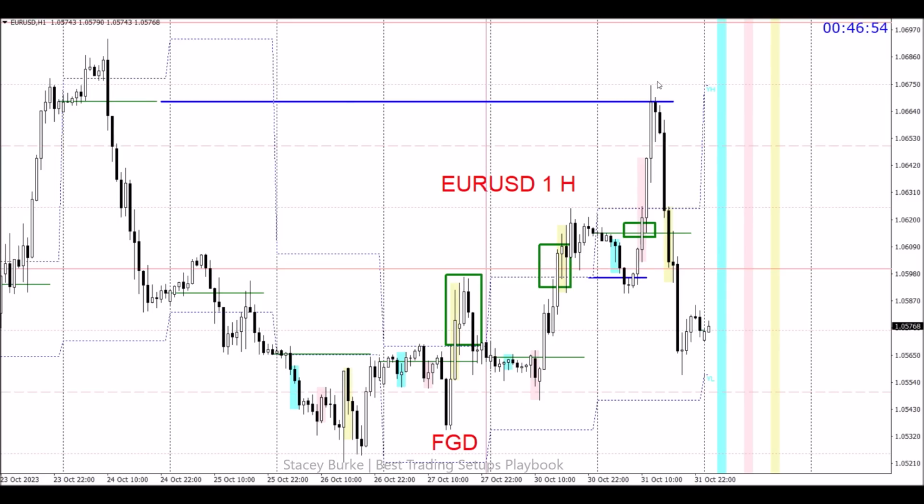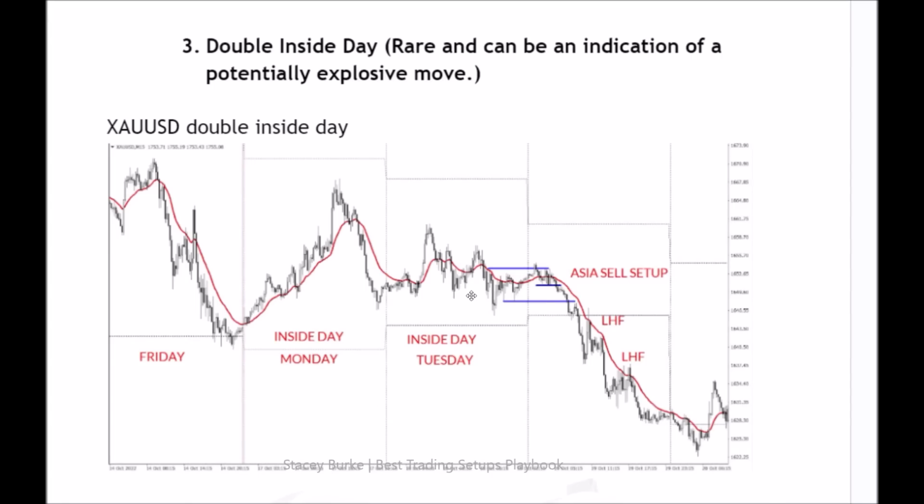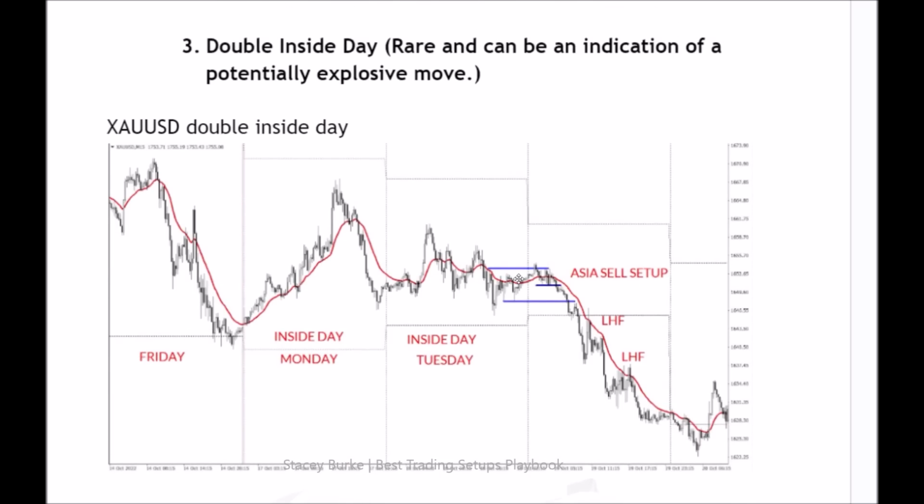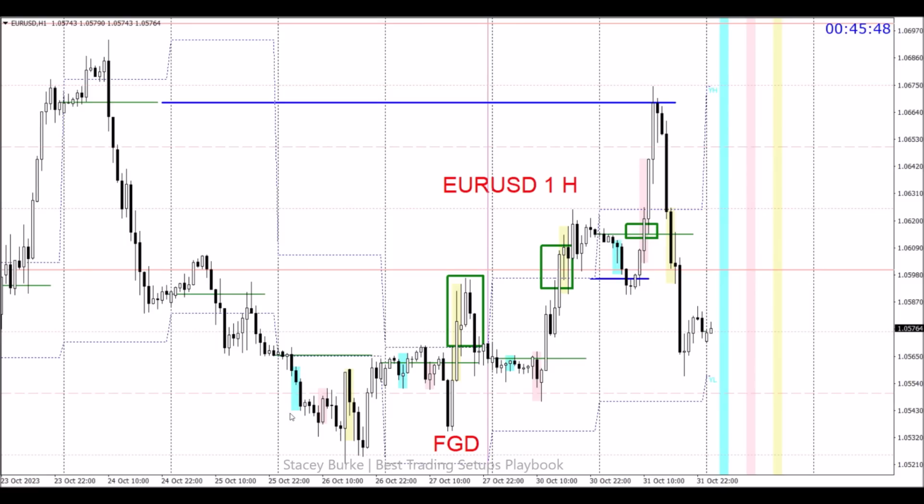London window hit that level inside bar, double inside bar, which is a major reversal pattern, which we talk about in the playbook. We talk about different double inside day examples. This is on page 74 in the playbook. The double inside days, rare, can be an indication of a potentially explosive move. So just pointing out that even though we had a day 3 parabolic on Monday, we still now have day 1, day 2, and now potentially day 3 breakout traders in the markets on Tuesday.